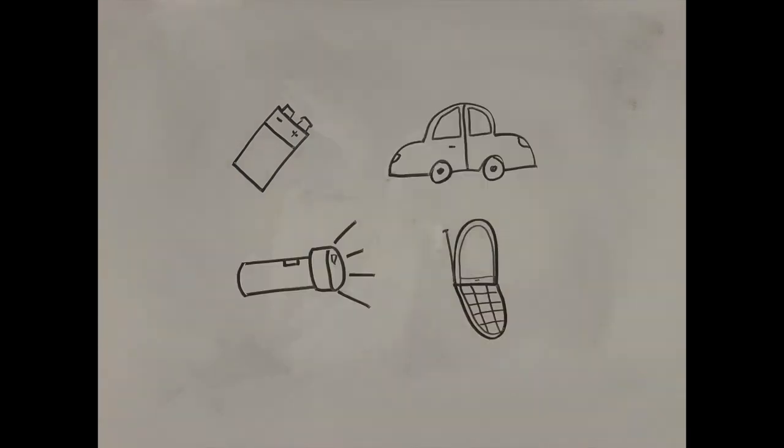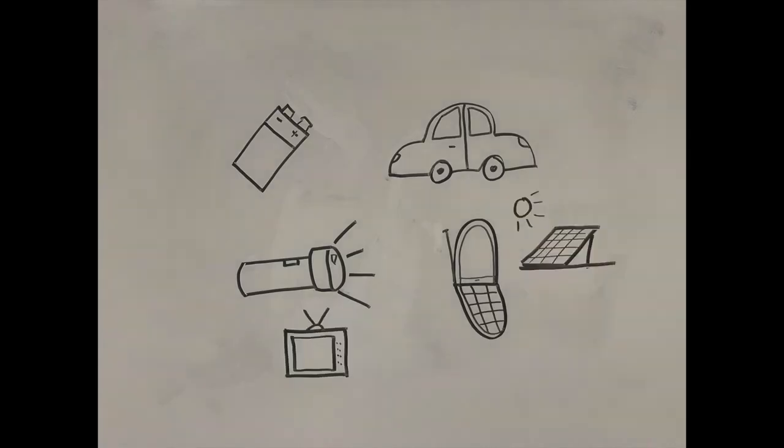We can see uses for DC power all around us. Batteries are a common example of a DC power supply. Other common everyday items that use DC power are cell phones, flashlights, cars, TVs, and even solar panels. We can also see uses for AC power all around us. Most outlets in homes and buildings use AC current.